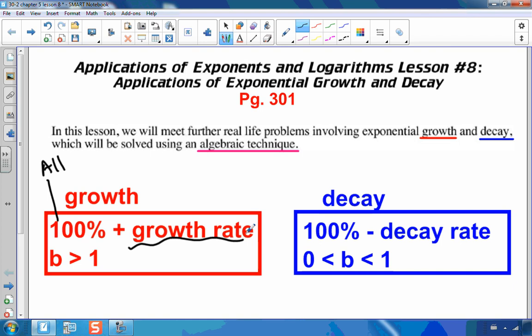Okay, then we could also have decay. So decay is 100%, which again is all of the amount, minus your decay rate, which is what you're going down by. So when I do 100% minus a number, I'm going to get a number smaller than 100%. So as a decimal, it's a number between 0 and 1.